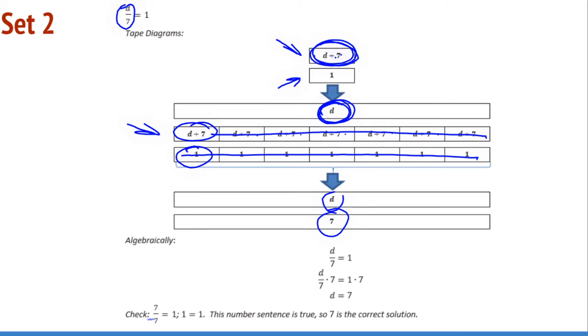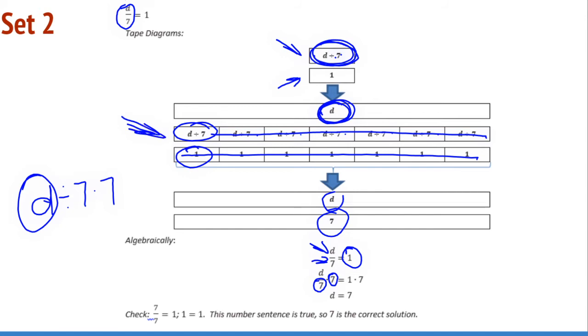Algebraically down here, we've got the D divided by 7 is equal to the 1. Because I divided by 7, I then need to multiply by 7. We're back to our identity property. D divided by 7 times 7 leaves me with D. As we saw in the tape diagram, if I multiplied the D divided by 7 times 7, the 1 is also going to be multiplied by 7. And we have D equals 7.